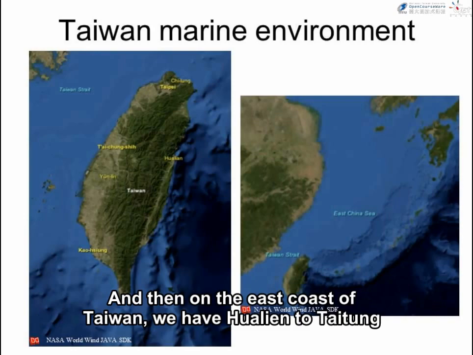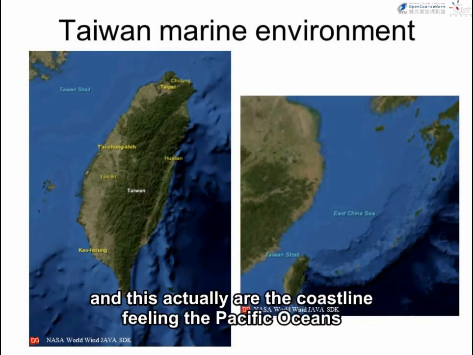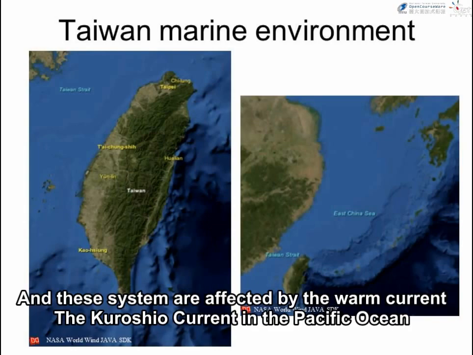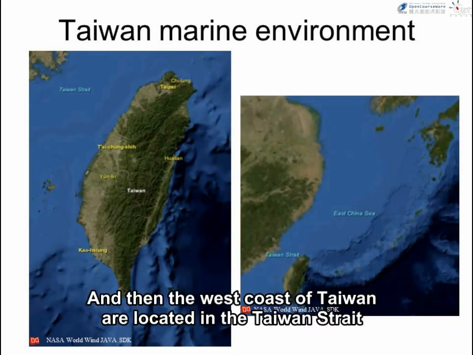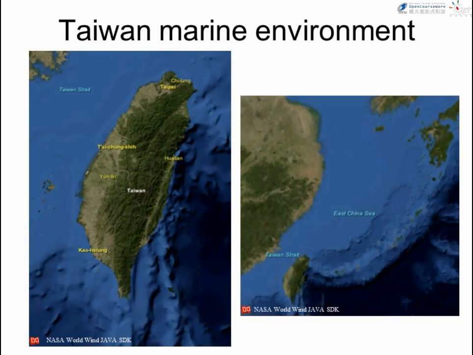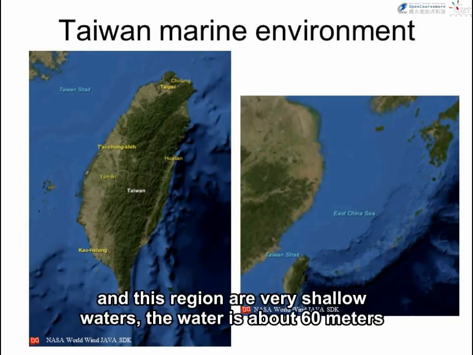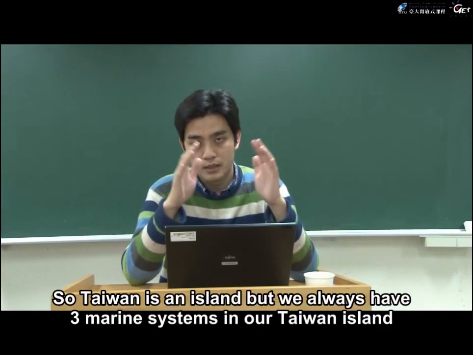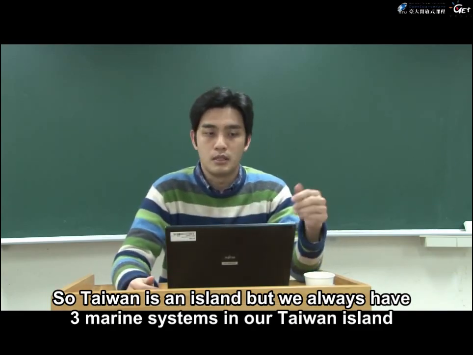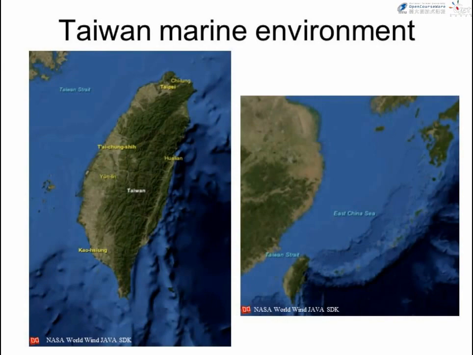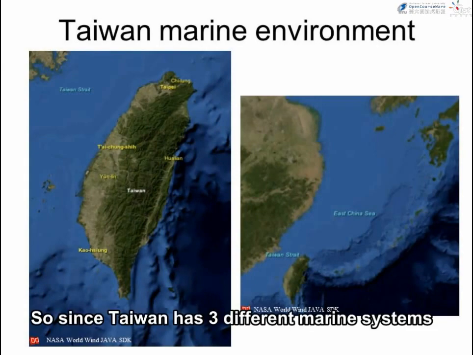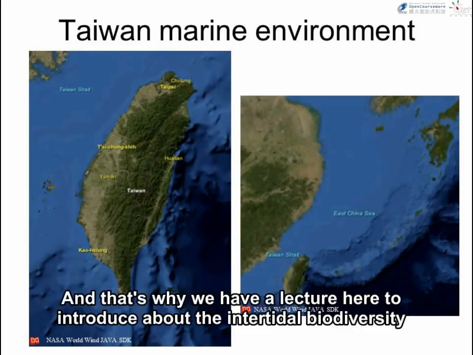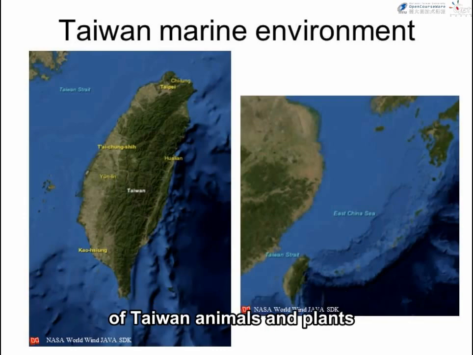And then on the east coast of Taiwan, from Hualien to Taitung, the coastline faces the Pacific Ocean, and this system is affected by the warm Kuroshio current in the Pacific Ocean. The west coast of Taiwan is located in the Taiwan Strait, which is very shallow water, about 60 meters, and this belongs to the Taiwan Strait marine system. So Taiwan is one island, but we have three marine systems. Since Taiwan has three different marine systems, we have very high species diversity, and that's why we have this lecture to introduce the intertidal biodiversity of Taiwan's animals and plants.